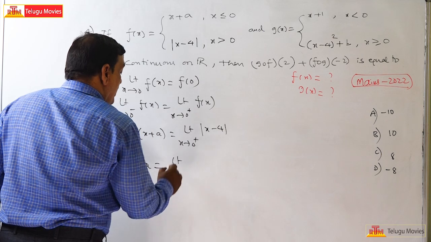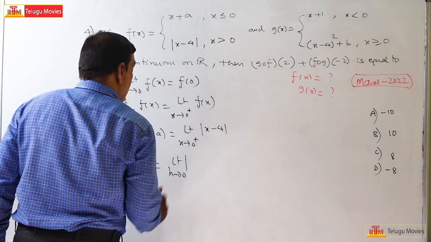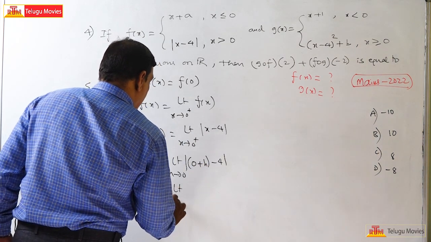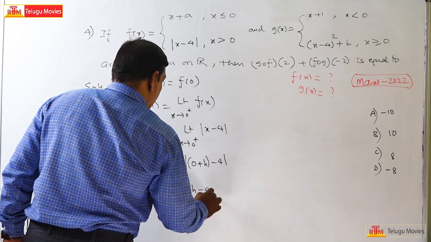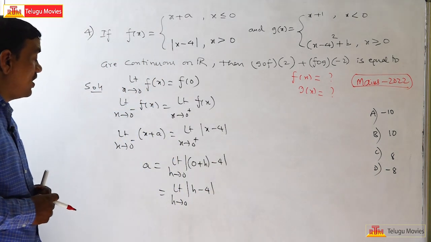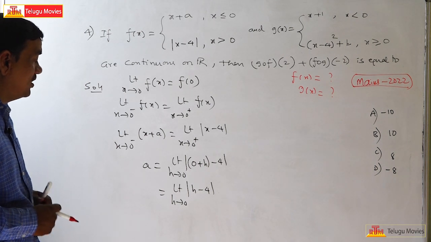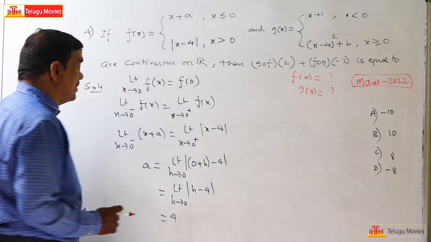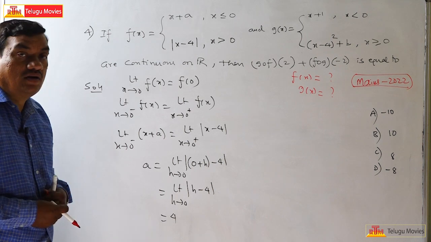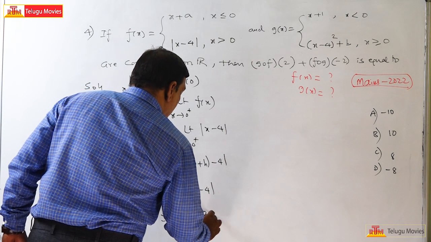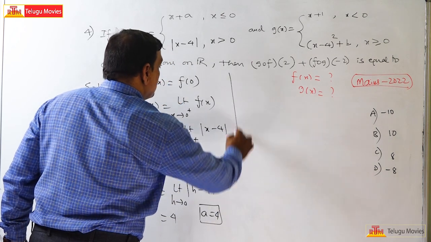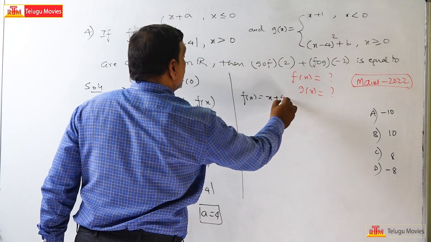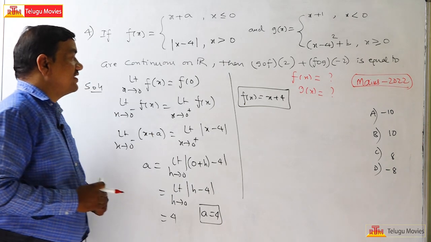So, limit h tends to 0 modulus of, in place of x, 0 plus h minus 4. This implies limit h tends to 0, this is equal to modulus of h minus 4. As the h value approaches 0, the modulus of h minus 4 approaches 4. So, a is equal to 4 we got. So, a is equal to 4 means your f of x is equal to x plus 4. So, we got the function f of x is equal to x plus 4.